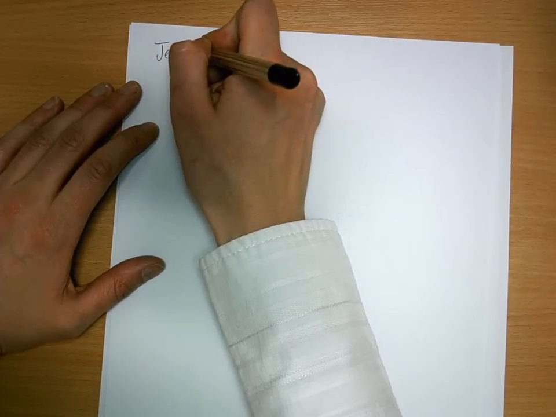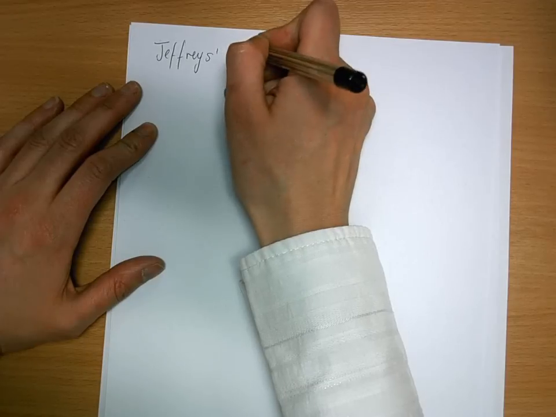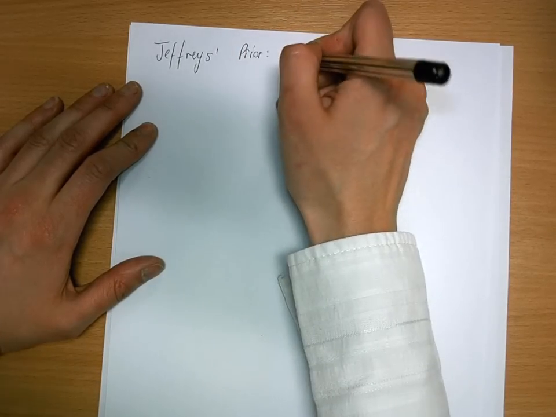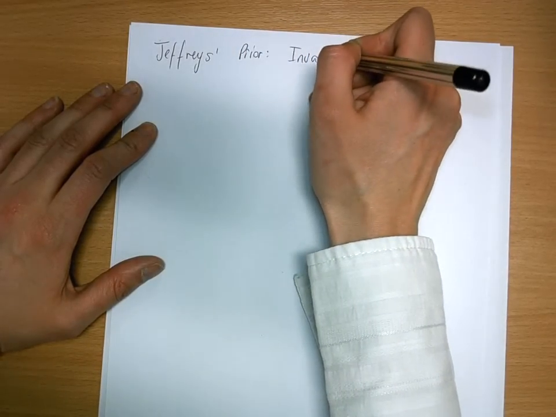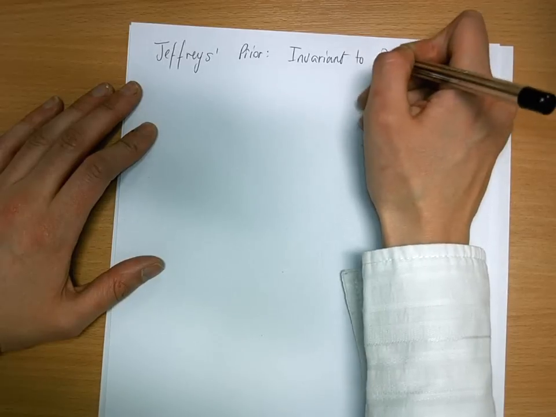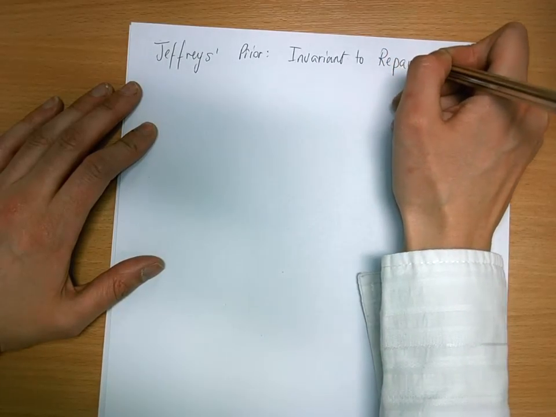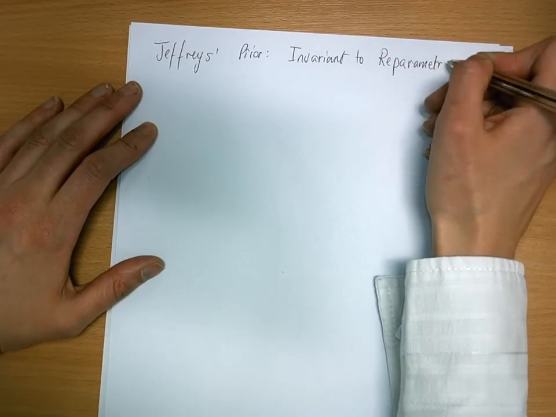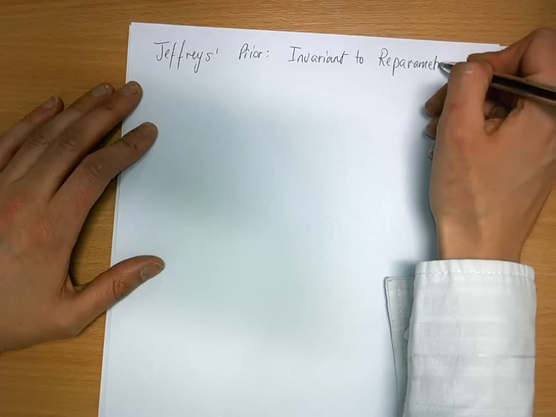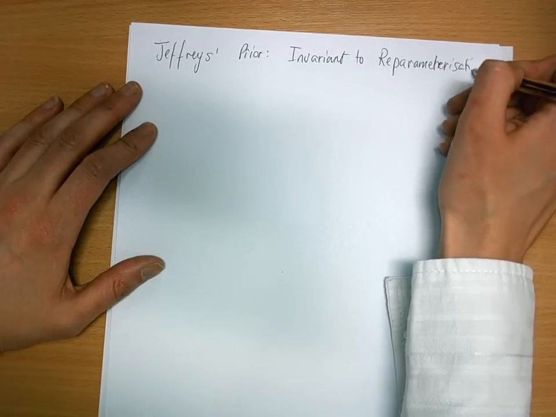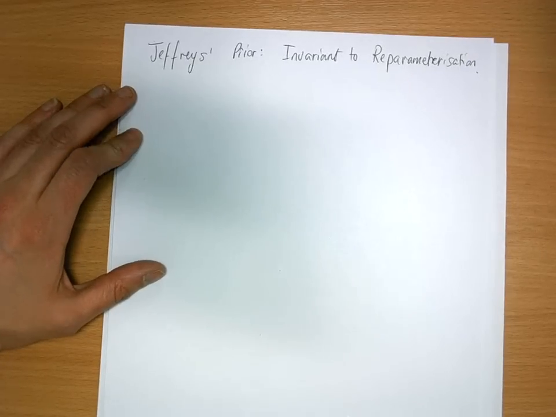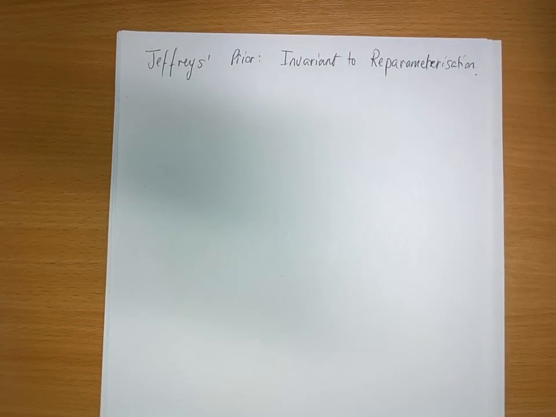prior, which is invariant to reparameterization. So it means if one thing is a function of another, you can actually map it all the way through and it doesn't change.